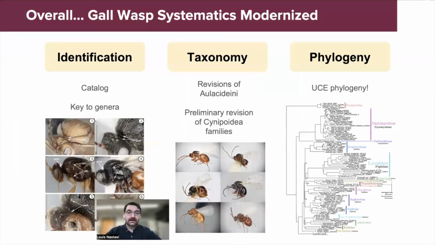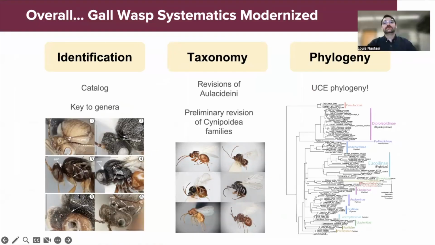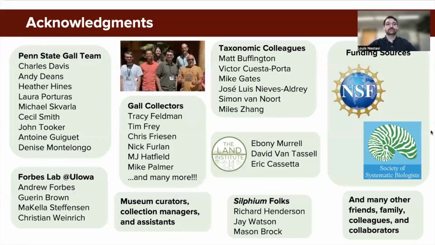So as a result of these studies conducted during my dissertation, I've been able to lead the modernization of gall wasp systematics by producing modern taxonomic studies, producing identification aids that are essential to understanding gall wasps as study taxa, and of course, producing a large-scale, robust phylogeny for understanding the evolution of this exciting group.